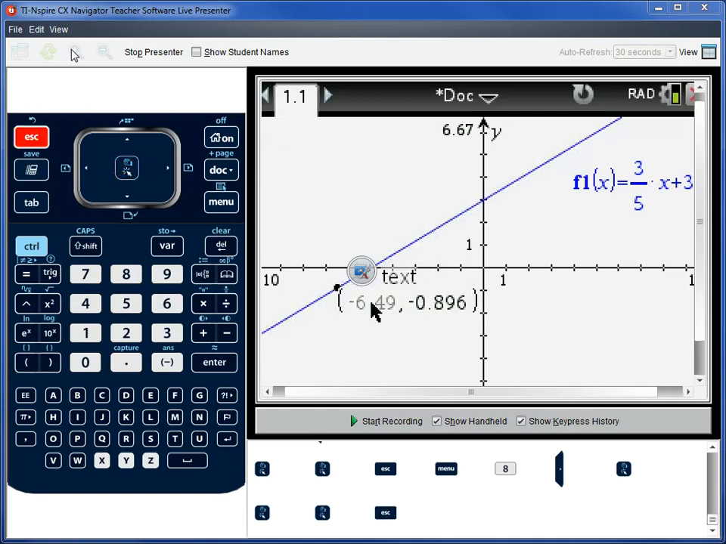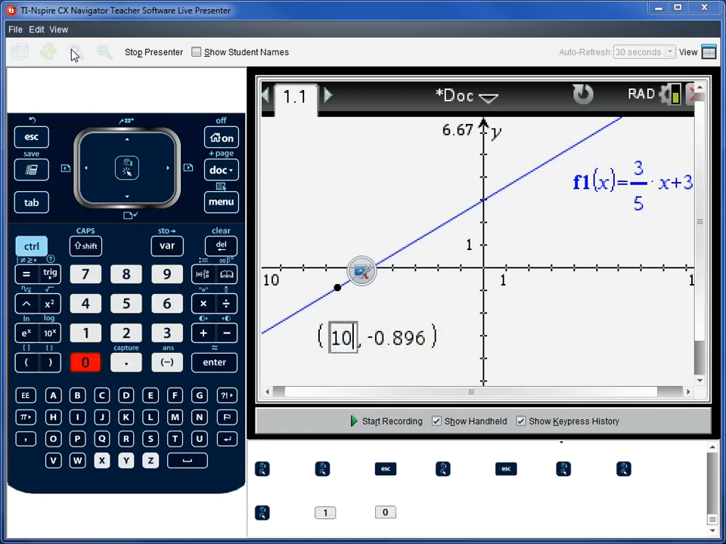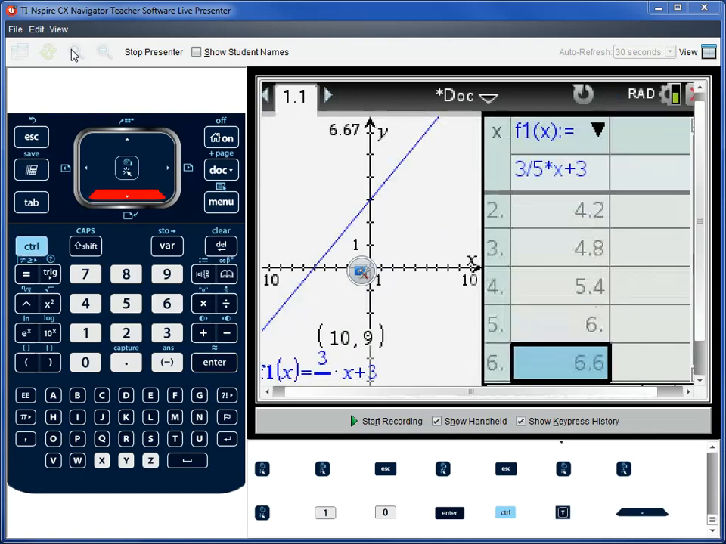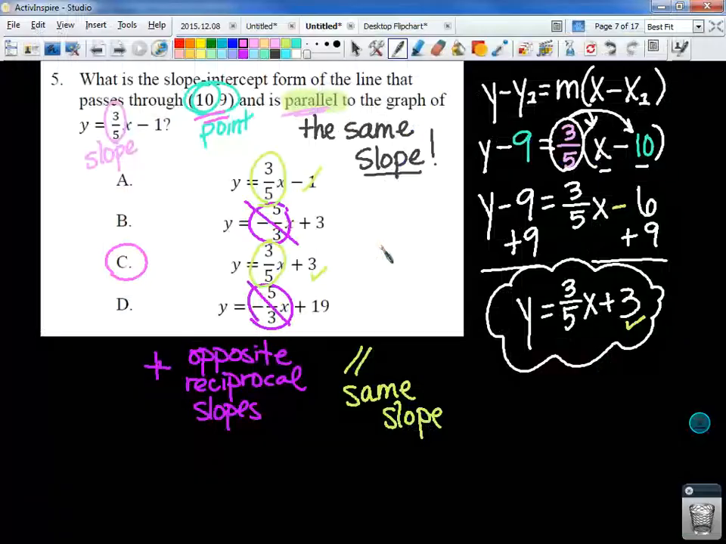I'm going to put a point on this line. And we were looking for the point (10, 9). So I'm going to change this x value to 10. And how about that? It is 9. So I can also verify with the table, Control T, because table starts with a T. And scroll to 10. And the corresponding y value is 9. So we are good to go.